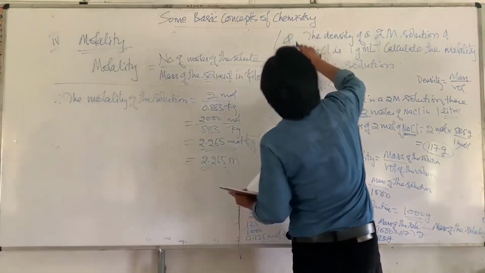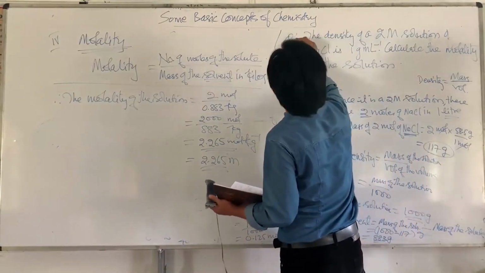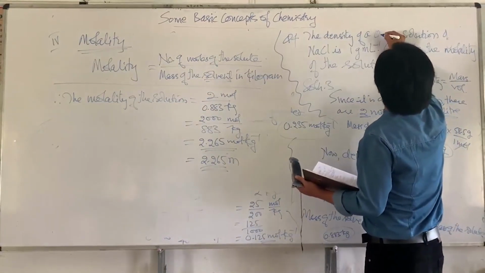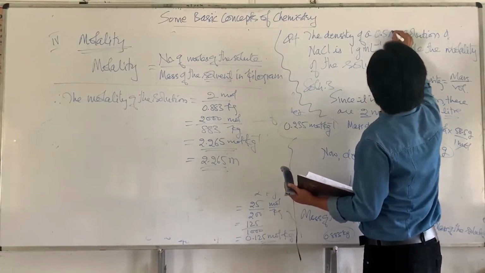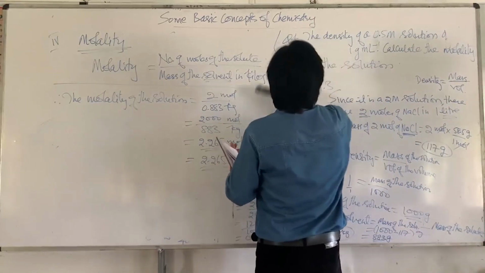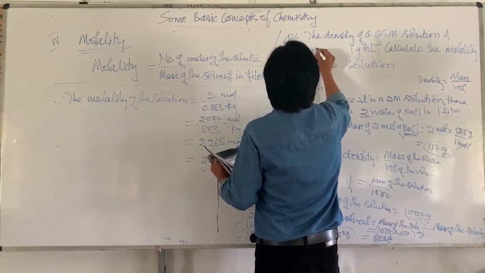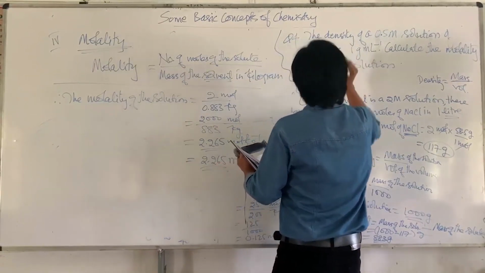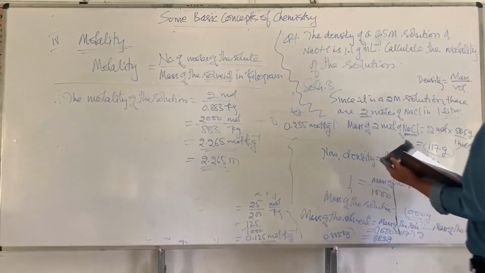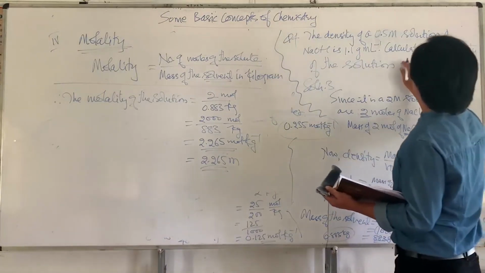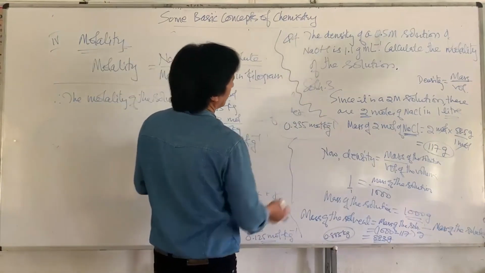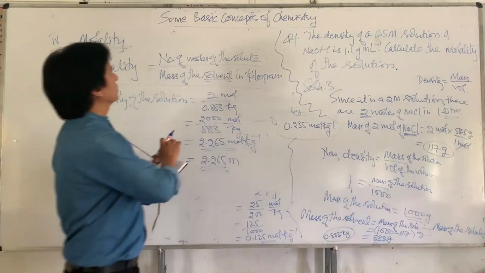And now one last problem for you to work out. Maybe this is number 4. The density of a 0.5 molar solution of NaOH is 1.1 gram per ml. Then calculate the molality of the solution. You can just apply the same methods or rules here, and then you can finally get the molality of this solution. So this is problem number 4.